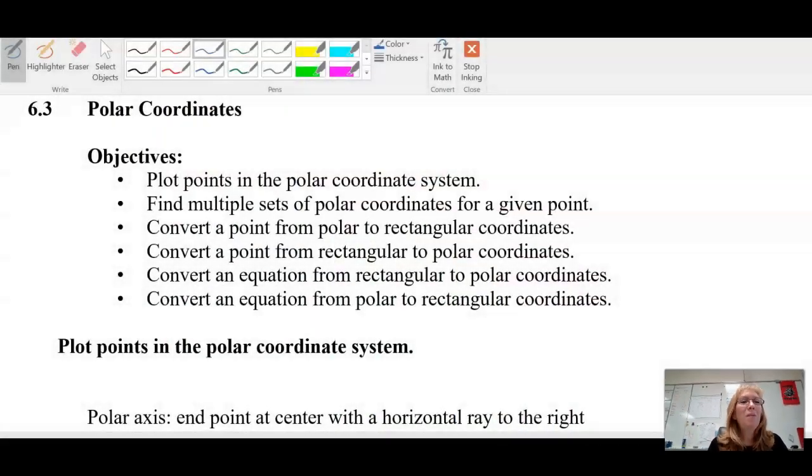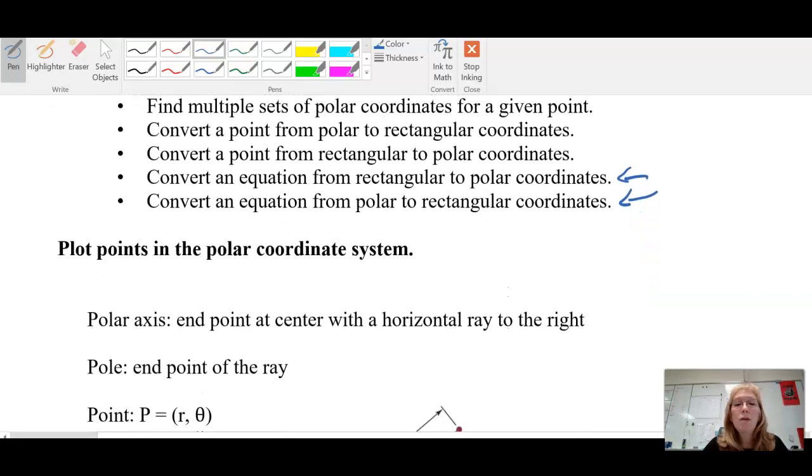All right, here we go. So we're going to plot points in polar. We're going to do multiple sets in polar just like we did in rectangular. We're going to convert from polar to rectangular and vice versa. And we're also going to do equations in both sets. So I hope you're ready to go. Make sure you have your calculator and make sure you know where your radian and your degree mode is.